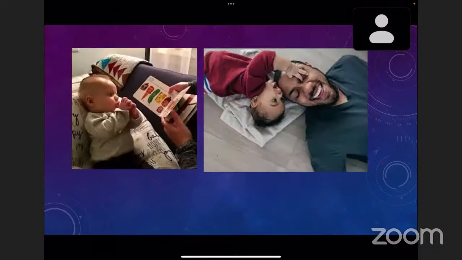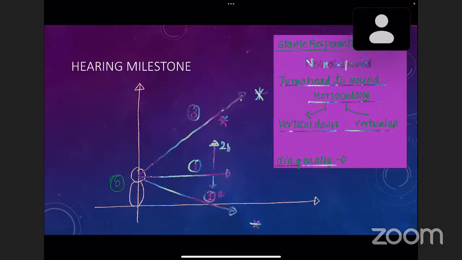This is mostly 145 to 90 degrees per vision, and here it's mostly 360, and you can take it as 180. The last milestone would be the hearing milestone. So the hearing milestone can be divided first.